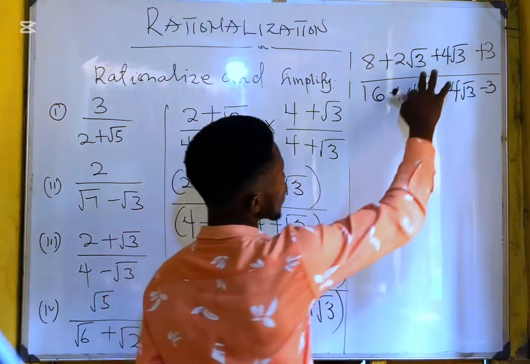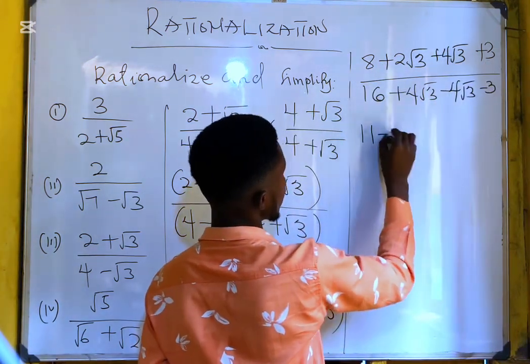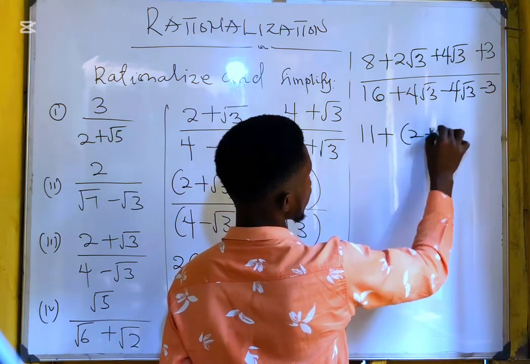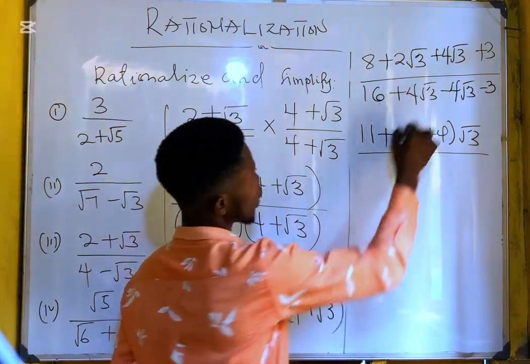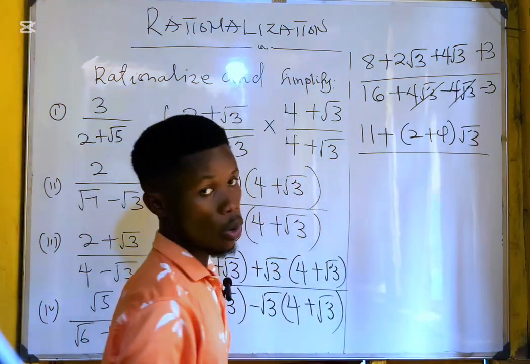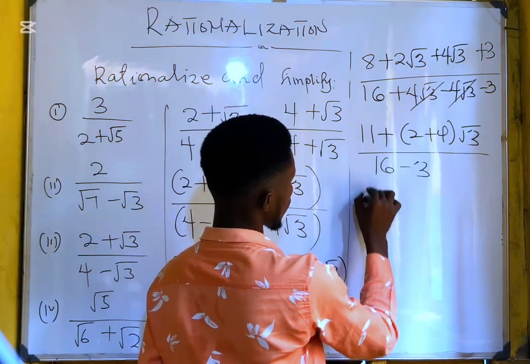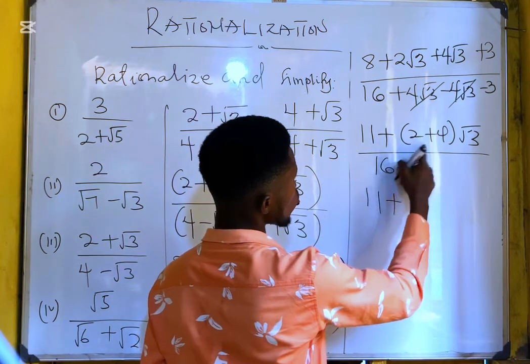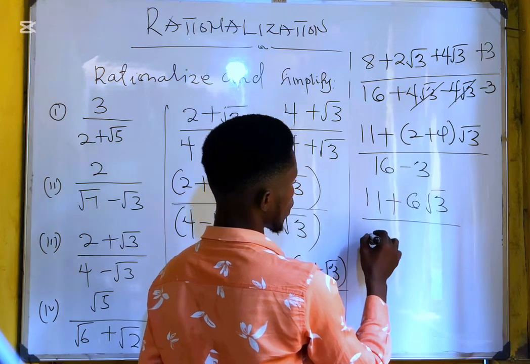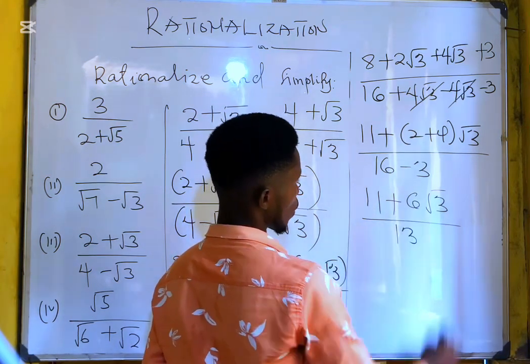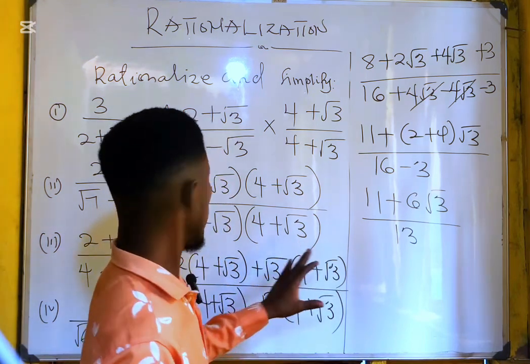Now here, this is root 3, this is root 3, so they are like terms, so I can add them. Now 8 plus 3 will give us 11 plus 2 plus 4 root 3 all divided by. You can see that this and that will go because they are the same with opposite signs, so they will go, leaving 16 minus 3. Now I have 11 plus 2 plus 4 is 6 root 3 all divided by 13, because 16 minus 3 is 13. Is that okay? So this is the answer to this particular question.